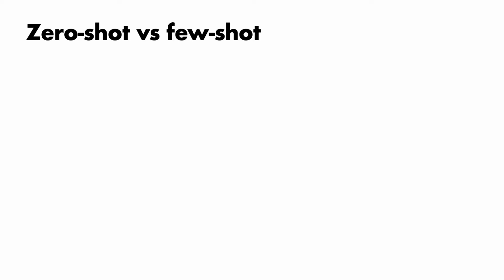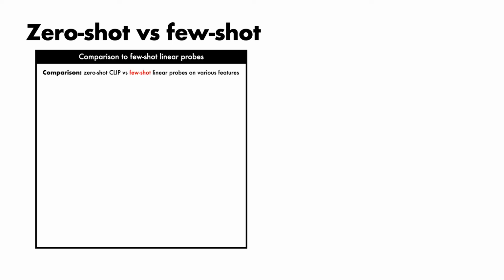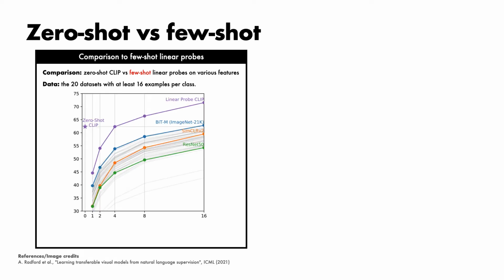Rather than comparing to fully supervised linear probes, we can also compare zero-shot CLIP with few-shot linear probes on various features from state-of-the-art supervised and self-supervised models, including CLIP itself. This comparison is conducted on the 20 datasets containing at least 16 examples per class. Here we see the results, with number of labeled training examples per class on the x-axis and average score on the y-axis. A first observation here is that zero-shot CLIP is much better than one-shot CLIP, and is closer to something like four-shot CLIP, which may appear odd.